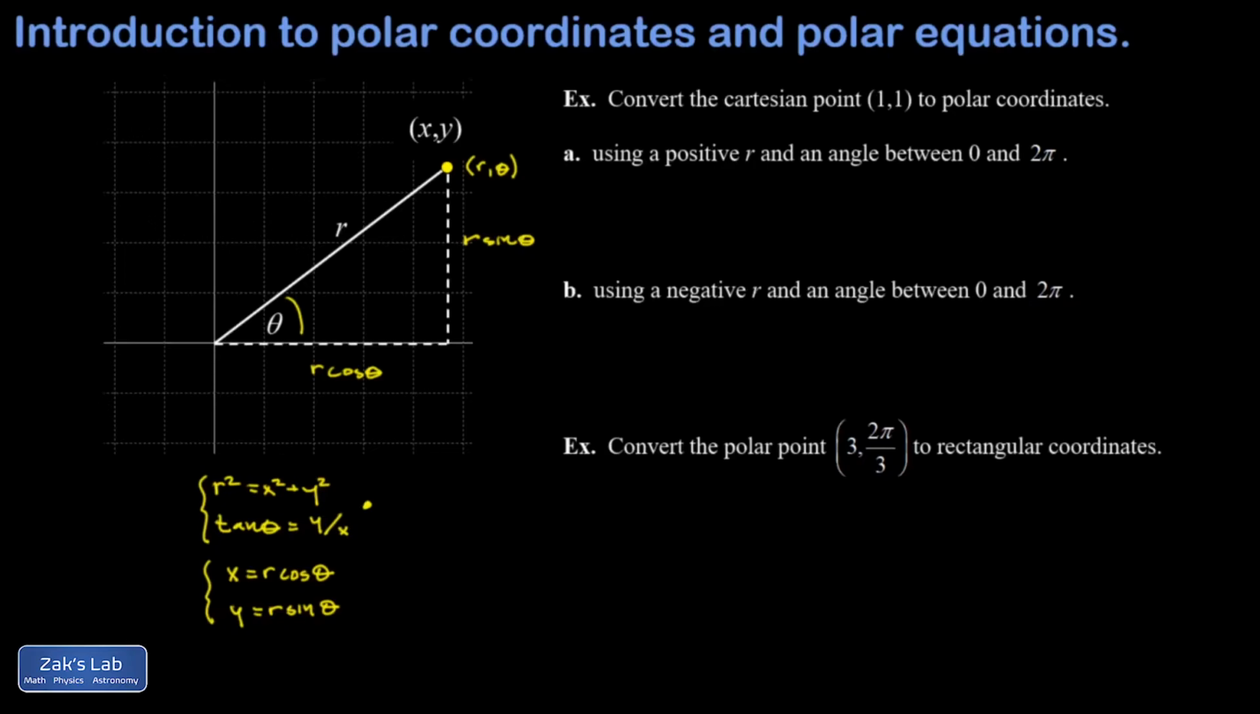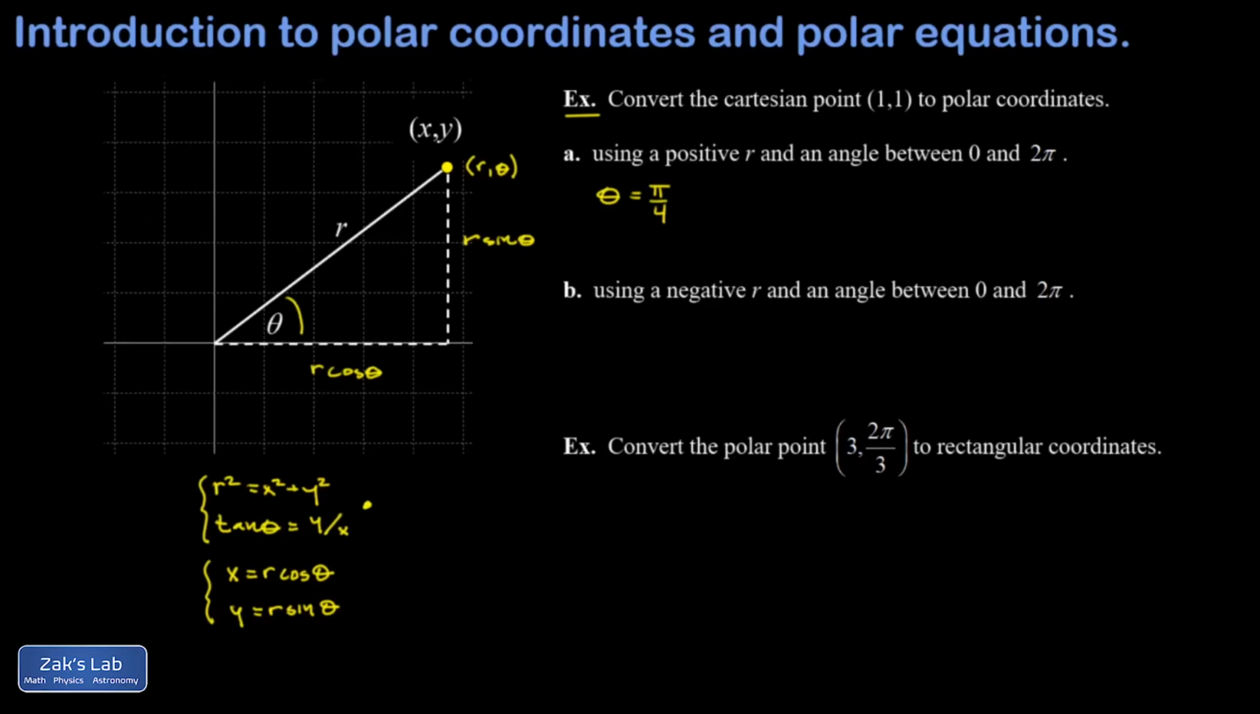So let's take a look at our first example. We're asked to convert the Cartesian point 1, 1 to polar coordinates. And in part A, it says, use a positive r and an angle between 0 and 2 pi. So the point 1, 1, you may recall, corresponds to a 45-degree angle or an angle in radians of pi over 4. Again, I didn't have to explicitly use an inverse tangent function. I could just visualize where the point is and figure out what the angle is.